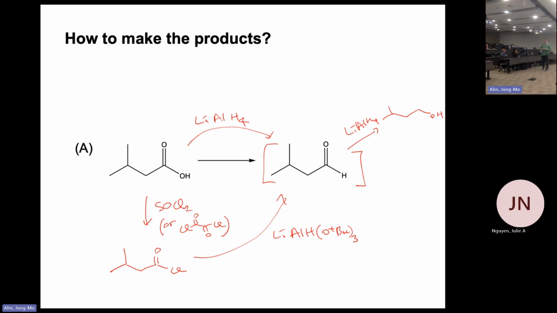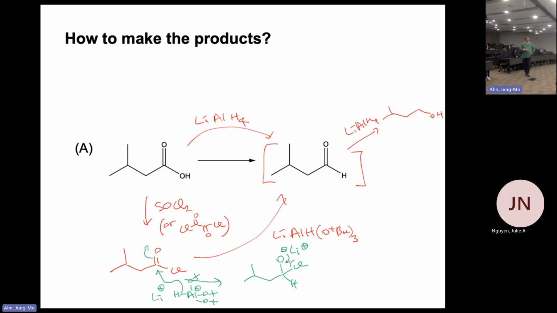Tri-tert-butoxy aluminum hydride. That's weak enough not to touch the aldehyde. So once that forms, it stays there. That makes the distinction. But as I said, this is not the only way. You can actually make this happen another way. This is basically the process I was going through.